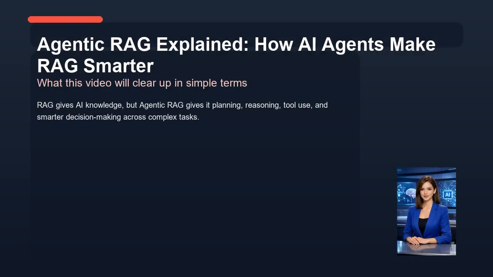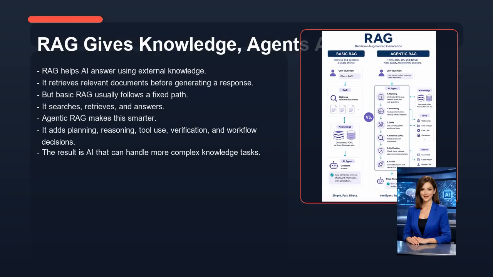RAG gives AI knowledge, but Agentic RAG gives it planning, reasoning, tool use, and smarter decision-making across complex tasks. Now let's look at how RAG gives knowledge, and agents add action.